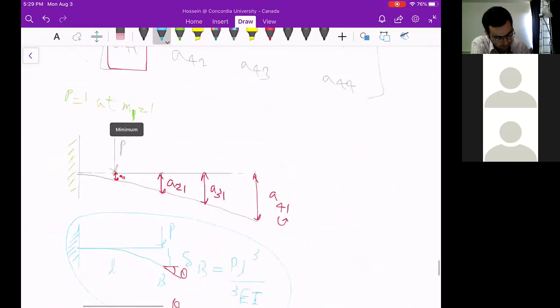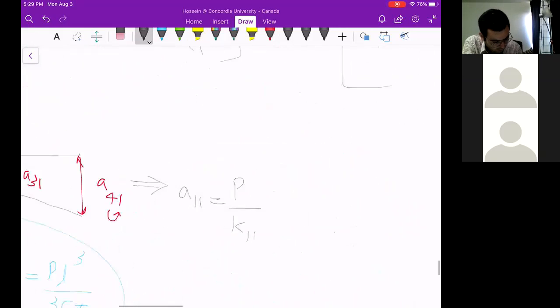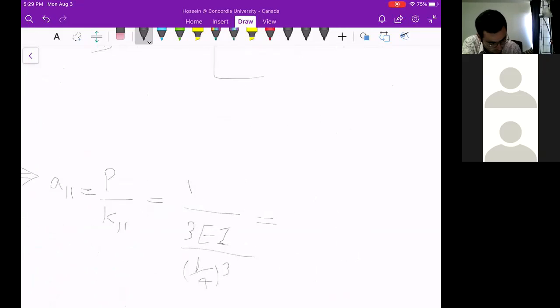So therefore, A11 is force divided by stiffness. Force is unit, and the stiffness is 3EI over the corresponding L cubed, which is L over 4 here, right? L over 4 cubed, which gives 3EI over L cubed over 64, so A11 is L cubed over 192 EI.